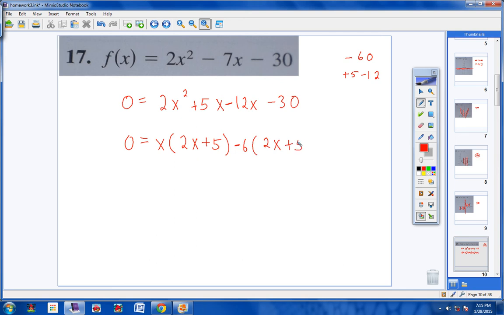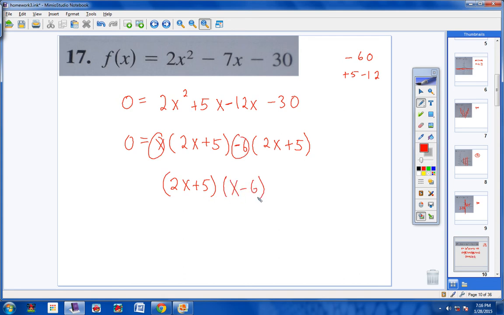Now we can check that real quick, okay? X times 2x is 2x squared. X times 5 is 5x. Negative 6 times 2x is negative 12x. Negative 6 times 5 is negative 30. So you write your matching parentheses once, 2x plus 5, and the other parentheses is x minus 6.